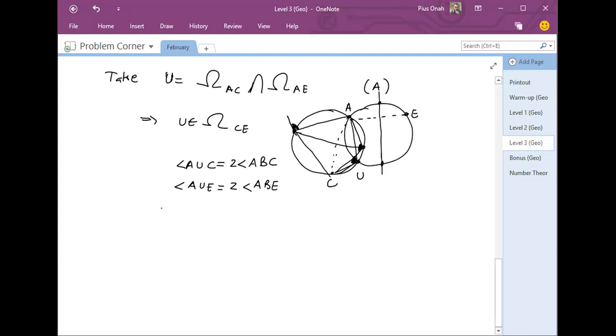Okay, so what this implies is that if you look at CUE, we can write this as CUA plus AUE. So just like a vector from C, we get to A first and then to E. And then this is just the negative of what we had here. That's minus ABC plus 2ABE.